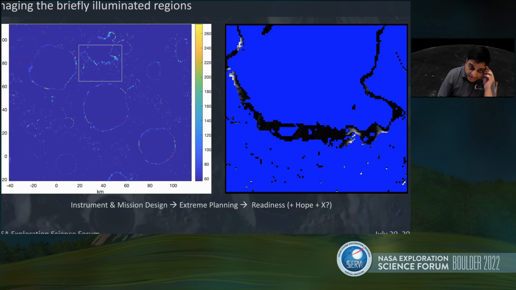Just to give a basic idea of how imaging the briefly illuminated regions is really difficult: first you have to have a proper instrument with a big field of view, and then the mission needs to have the orbits in the right place, and then you do extreme planning, and then you are ready for that, and then you just hope, and there are some X factors around that, right? Because what we found is that for the LROC NAC, in this area which has 1 day of illumination, we have just 9 observations in 12 plus years of LROC NAC operation. So that tells you how difficult it is to image these regions at high spatial resolution.